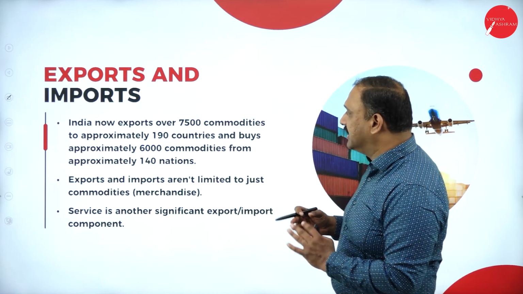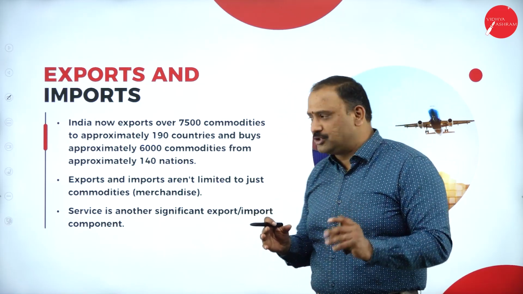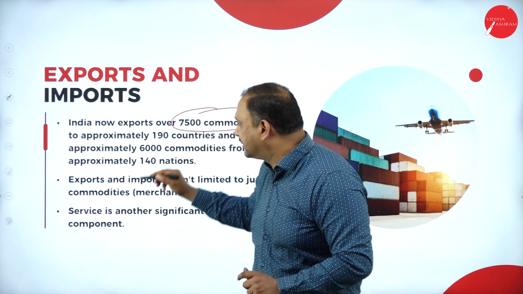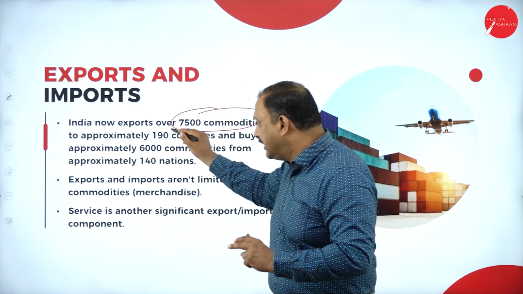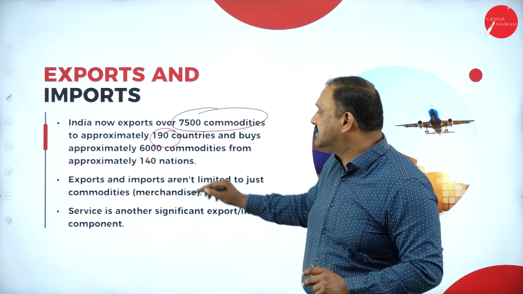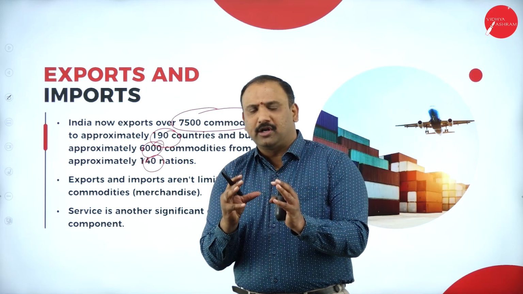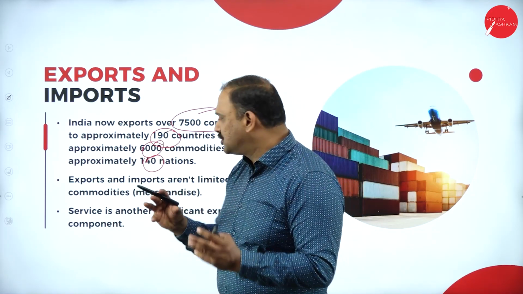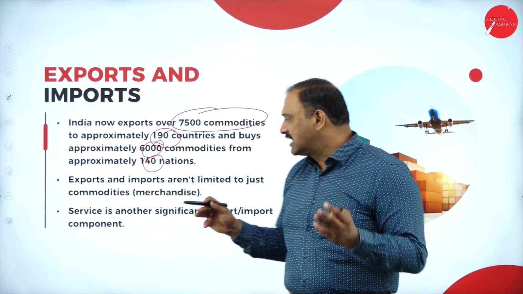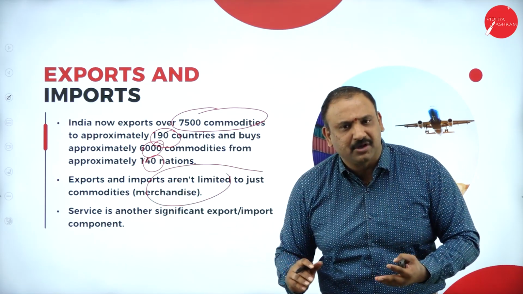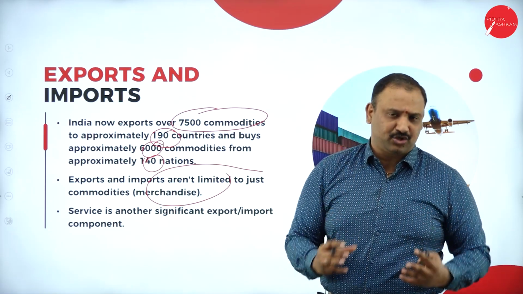Now, moving further, the exports and imports that we have been talking about: India now exports about 7,500 commodities to approximately 190 countries and buys about 6,000 commodities from 140 nations. So that's more or less a very good give and take situation that we are talking about. The exports and imports aren't limited to commodities. We are also talking about services.